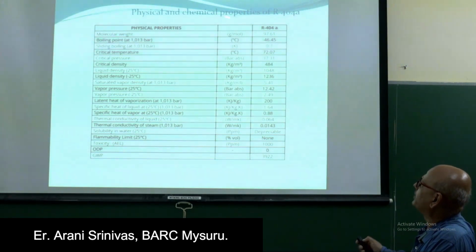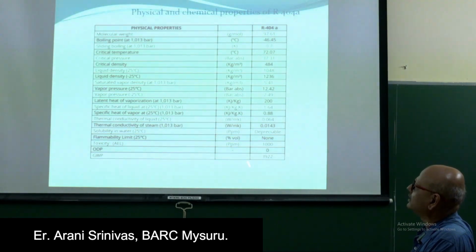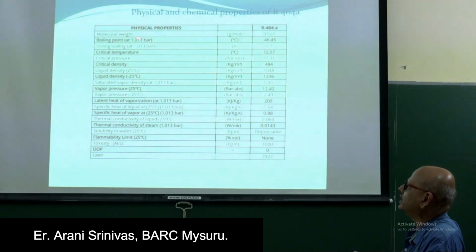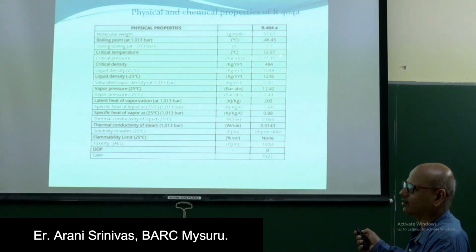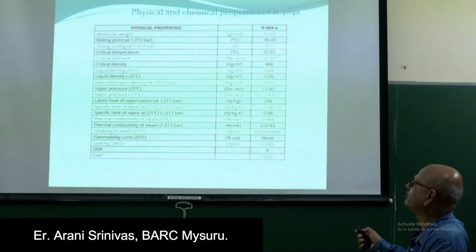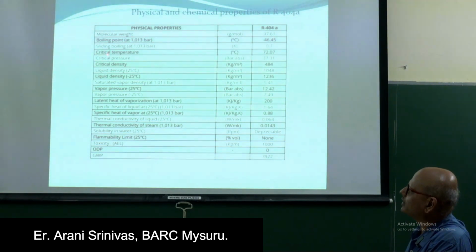This is the physical property of a particular R405 gas. This is the boiling point at 1 bar, that is atmospheric pressure: minus 46 degrees centigrade. So this gas can be used where lower temperatures like minus 30, minus 25 and so on are required. There we use this. This is the latent heat property.